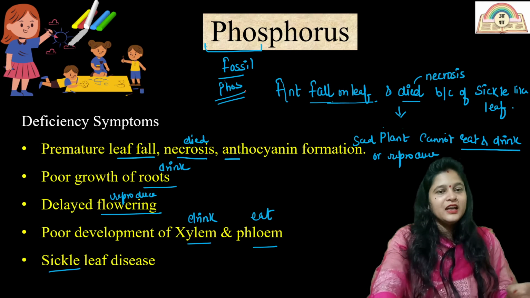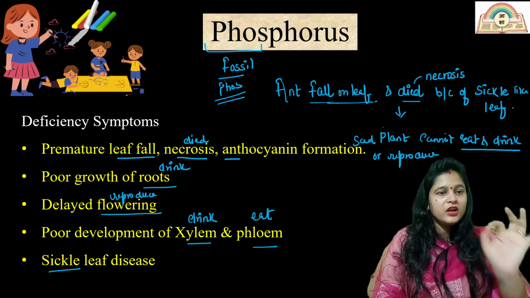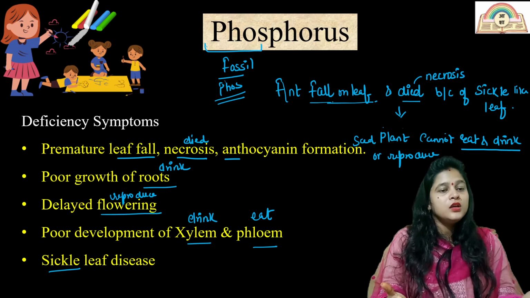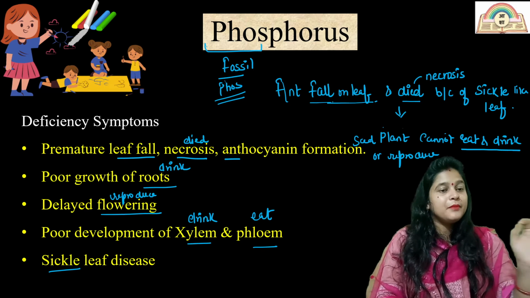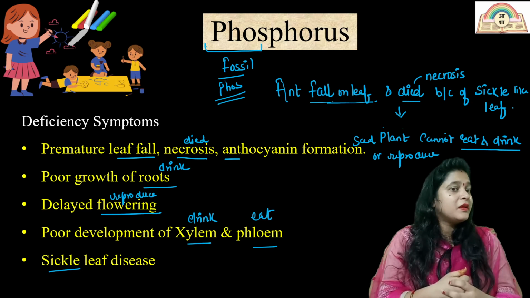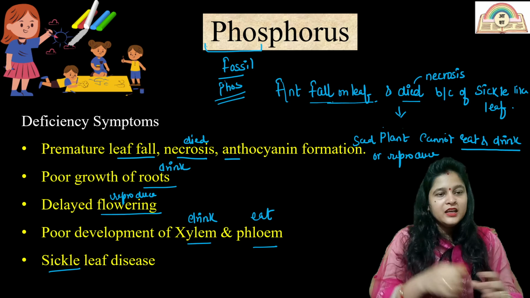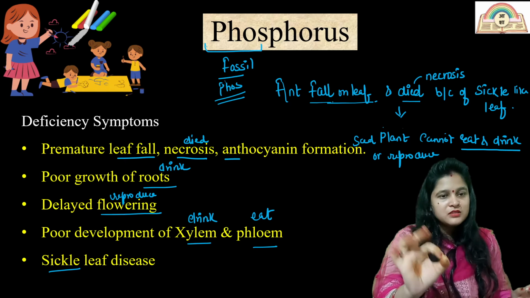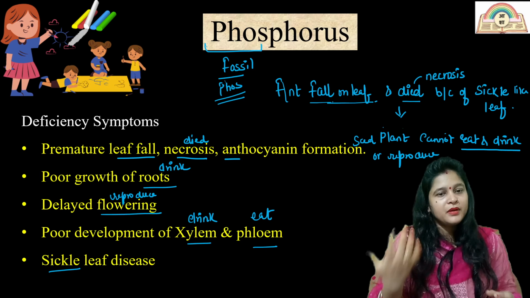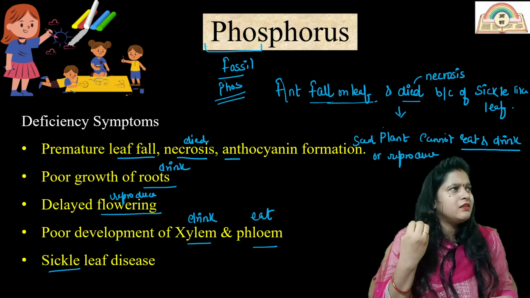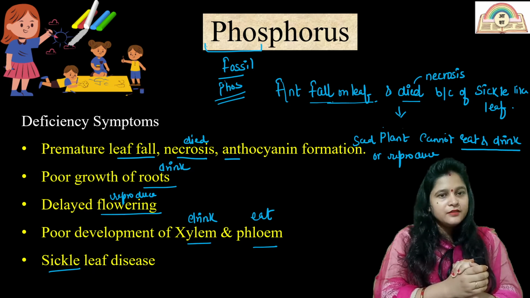Prucifru. Now, what are the deficiency symptoms of phosphorus? Premature leaf fall. The leaves fall even before completing their life. You know premature babies, which are born earlier than normal? Just like that, leaves fall from the plant. Necrosis means death. The leaves die. Anthocyanin formation. Anthocyanin is a pigment, a dark purple-like pigment, so that deposits in the leaves.